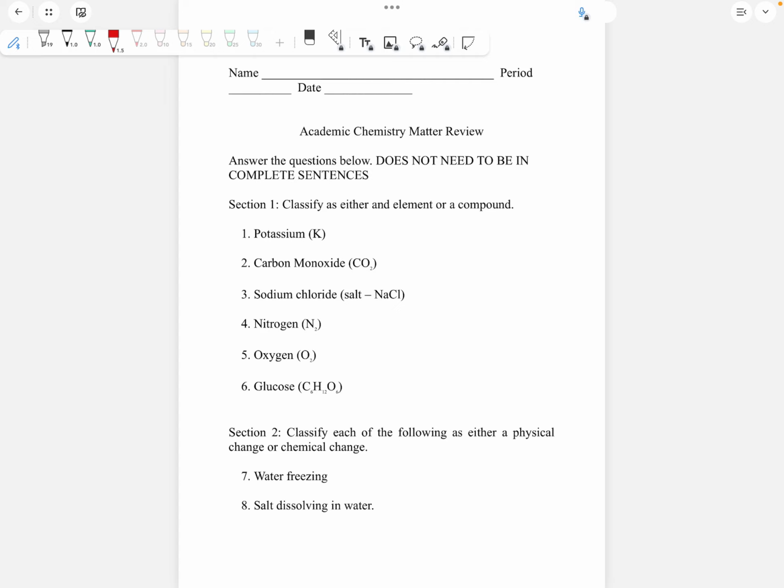Here we go. So I'm going to label all these things, give you all the right answers, and I'm going to ship it out to you. Here we are. Classify as either an element or a compound. Well, potassium is an element.